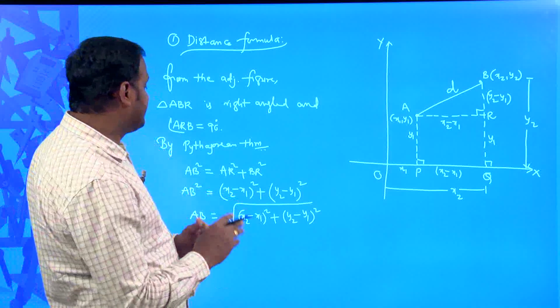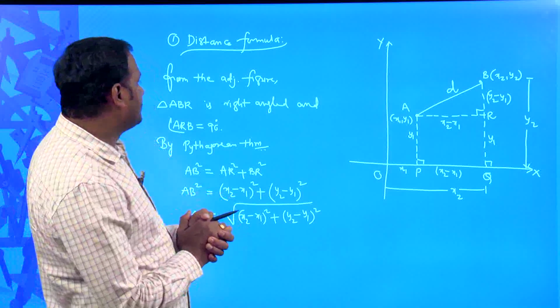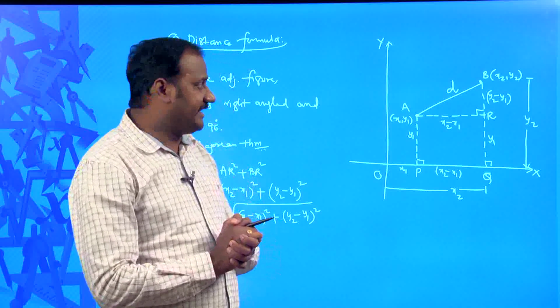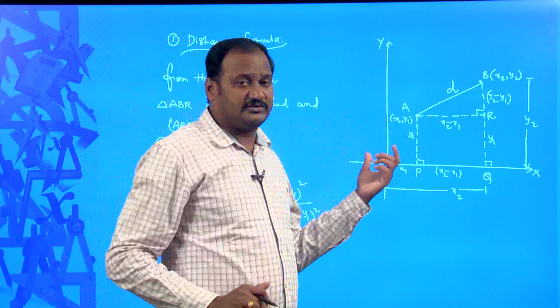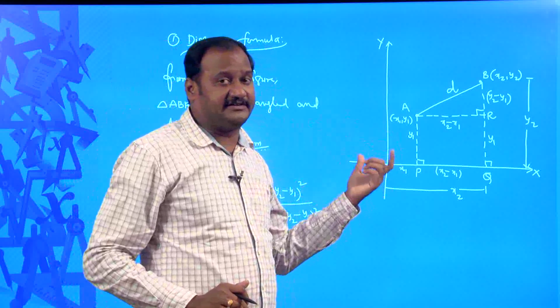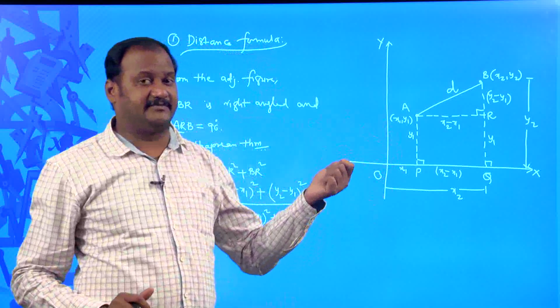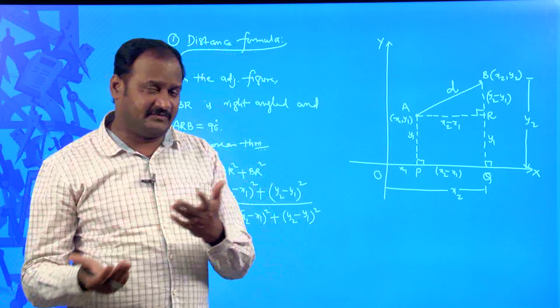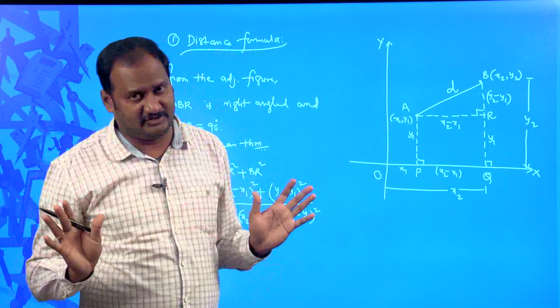And here you need to understand one thing, that whenever you are given 2 points to find the distance between those two, you will have to compare the first point with x1 comma y1 and the second point with x2 comma y2, or the second point with x1 comma y1 and the first point with x2 comma y2, that is your wish.